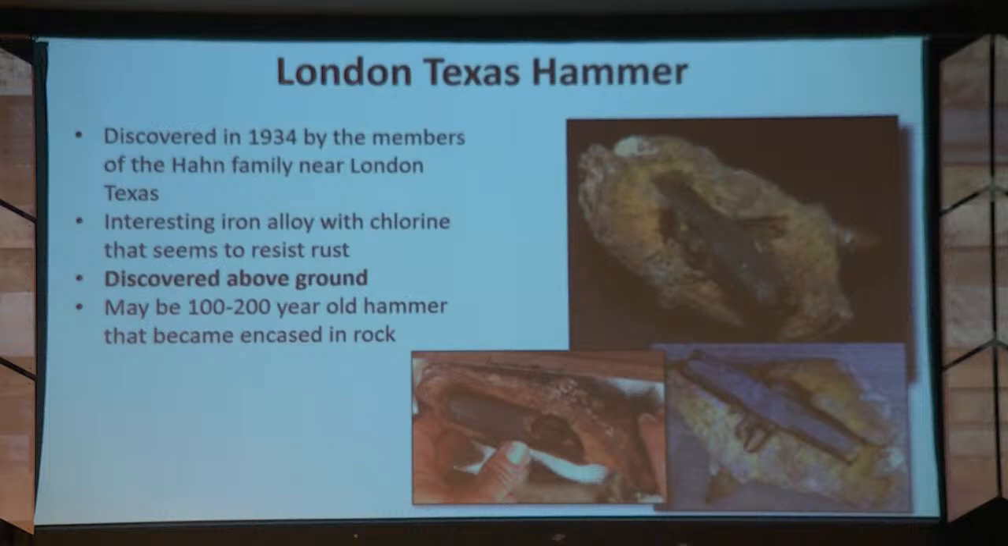It was discovered in 1934 by members of the Hahn family, and so it's made of a strange alloy that's iron but has just a little bit of chlorine in it, and they claim it's very, very resistant to rusting and corrosion. They found out what the metal was by taking some scrapings of it, and where they scraped it never did corrode even after years, which is kind of interesting. But again, it was discovered above ground. They were just hiking around and found this thing.